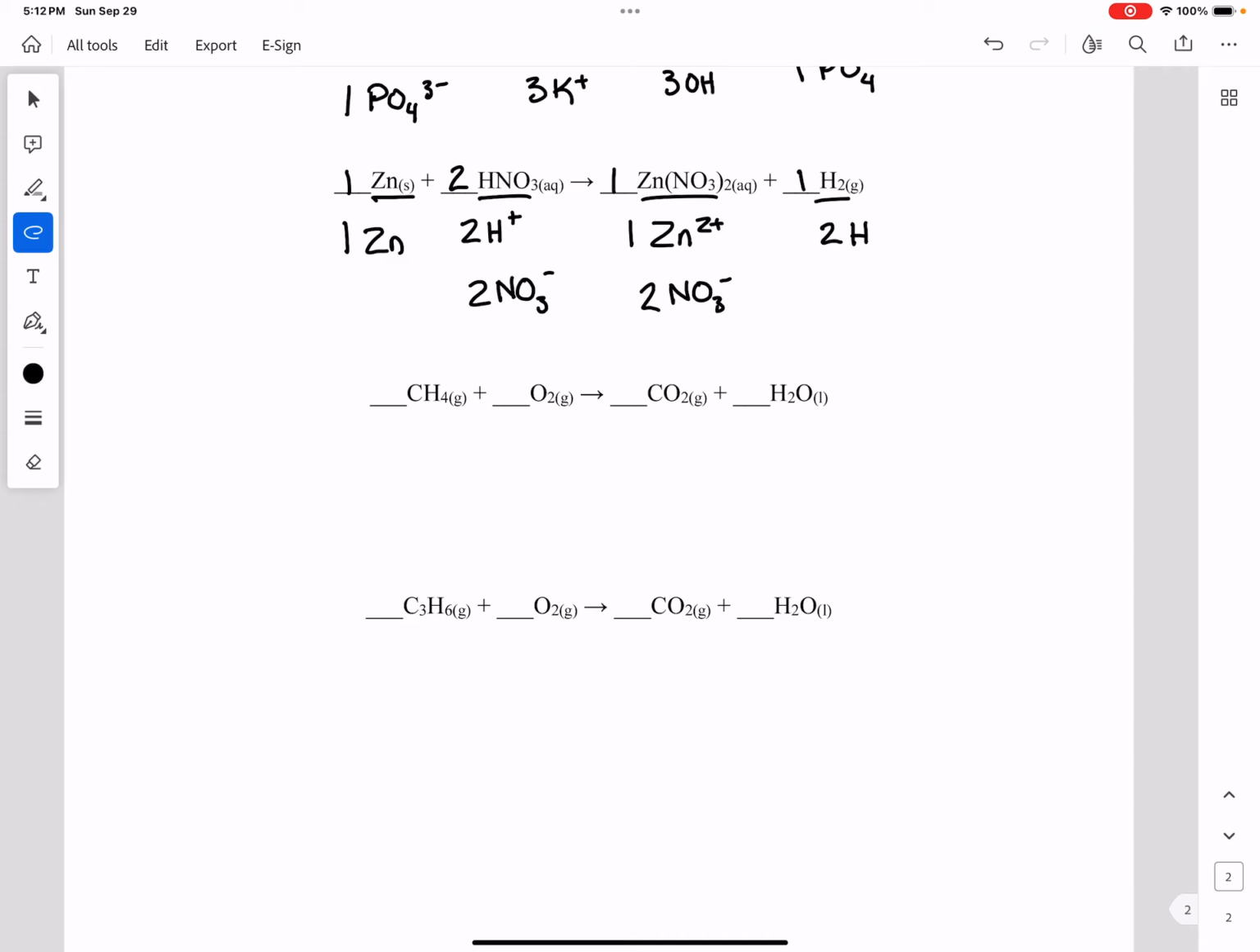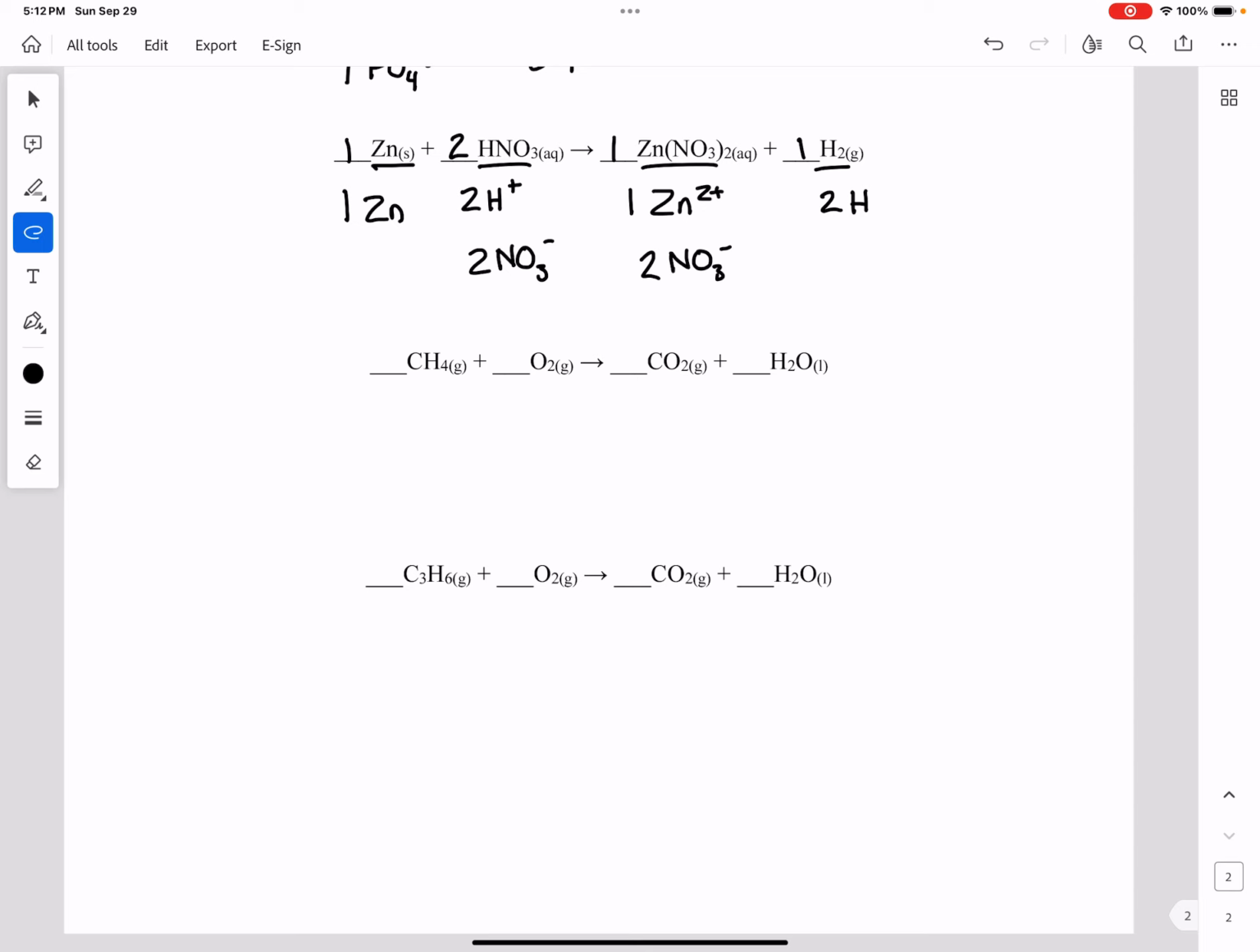Okay, so these last 2 are combustion reactions. And so what we need to do is employ a strategy where we save elemental oxygen for last. And that is because it appears in both of the products. So we need to figure out how much of each of those products are before we can get the total number of oxygens. So I'm going to start by giving my hydrocarbon a 1. That gives me 1 carbon and 4 hydrogens. Okay, and so I will use only the carbon and hydrogens to determine my product.